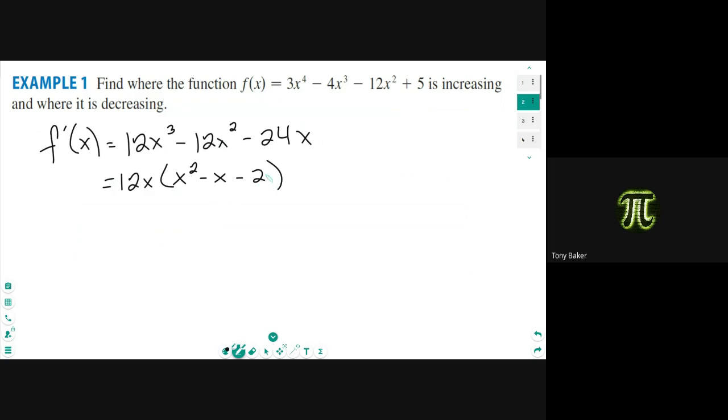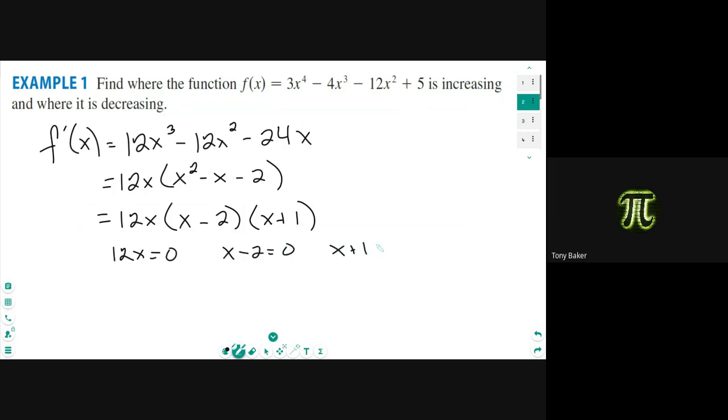Here, I need two numbers that multiply to negative 2 and add to negative 1. So I have x minus 2 and x plus 1. The goal is to get it into things that are multiplied, because then I can set each one equal to 0. So 12x equals 0, x minus 2 equals 0, x plus 1 equals 0. So x equals 0, 2, and negative 1.